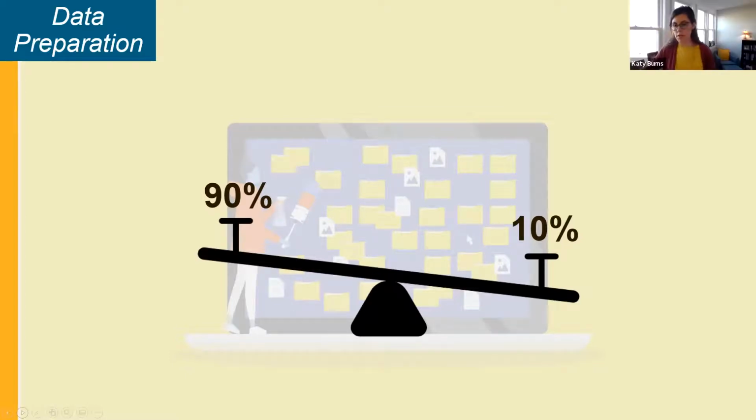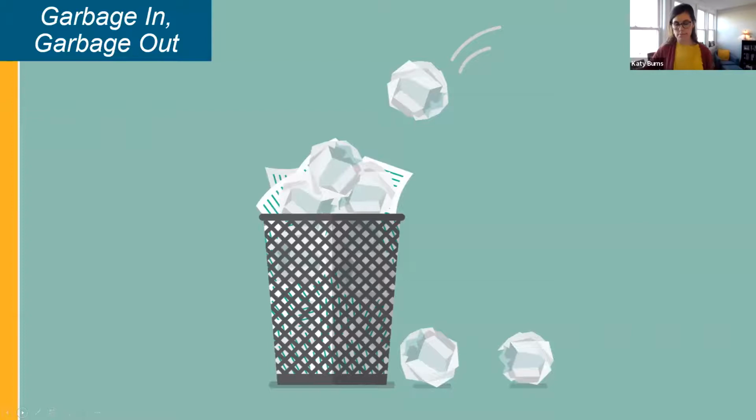Okay, so let's move on to the old adage, garbage in, garbage out. It's critical that you're thoughtful and thorough about this phase, as the quality of underlying data can have an enormous impact on the accuracy and efficacy of your model.